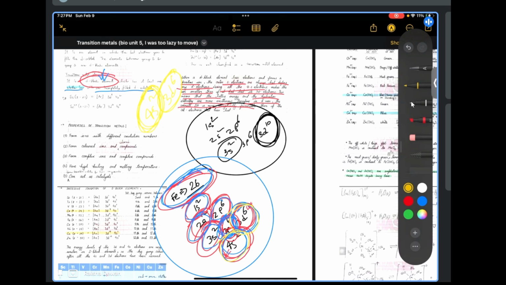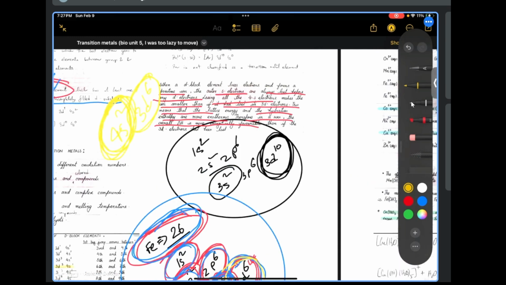And why does losing 4s squared first make the ion more exothermic? What is the reason behind that? The reason is, losing the 4s electrons first, let's say it is becoming Fe3+ from Fe2+, makes the ion smaller because there are fewer electron repulsions.